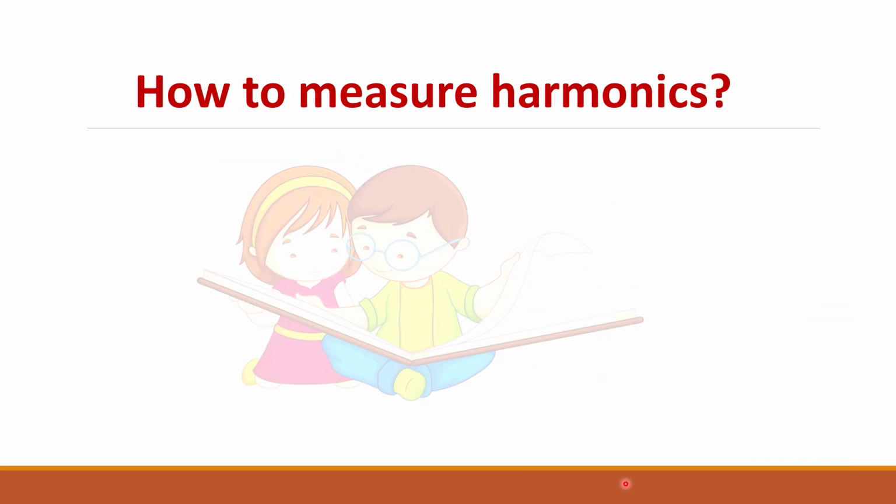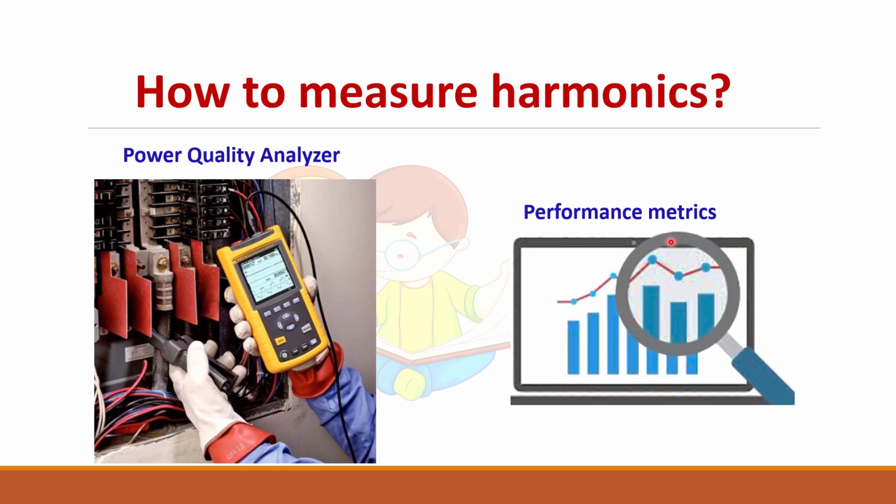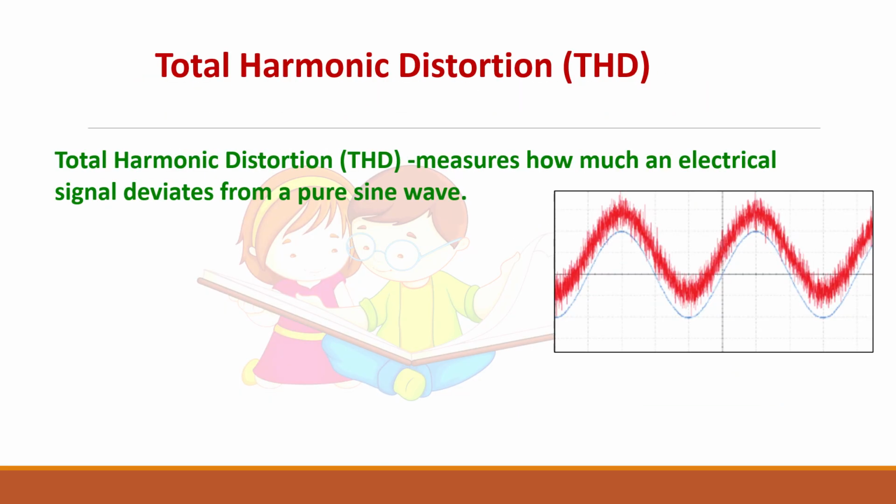Next we will see how to measure these harmonics. There are various devices to measure harmonics. The commonly used one is the power quality analyzer. Then there are different metrics used to measure the amount of harmonics in the system. Let us see about that.